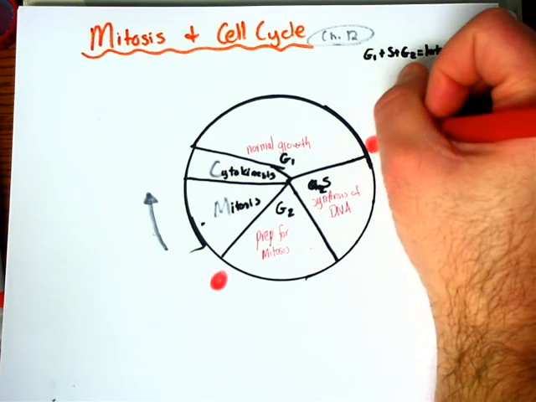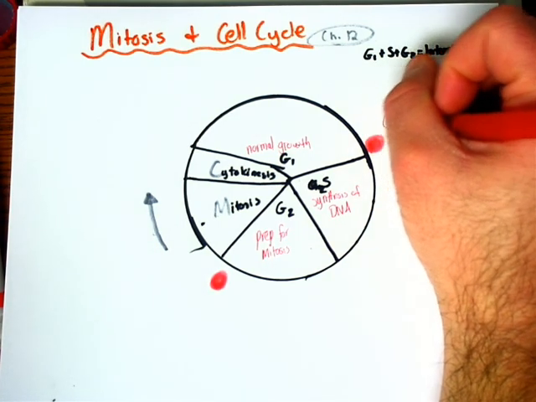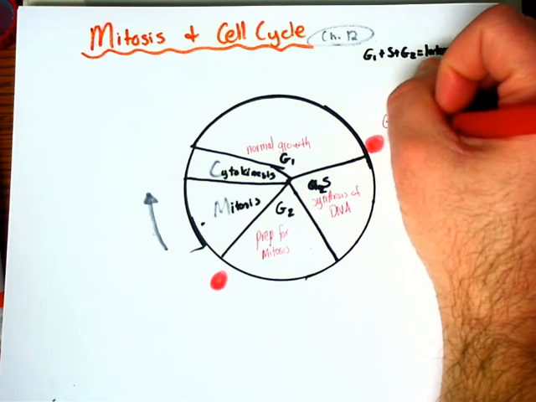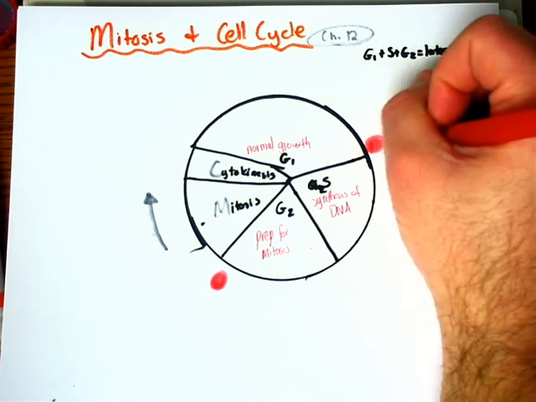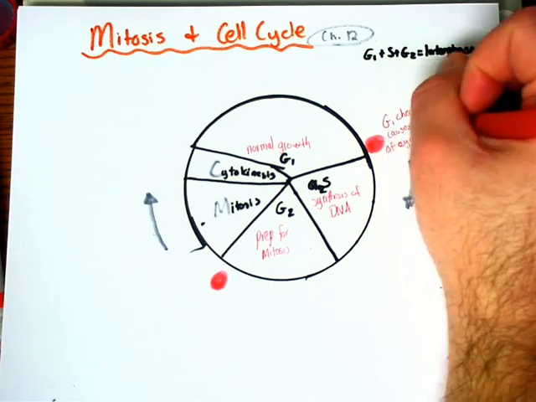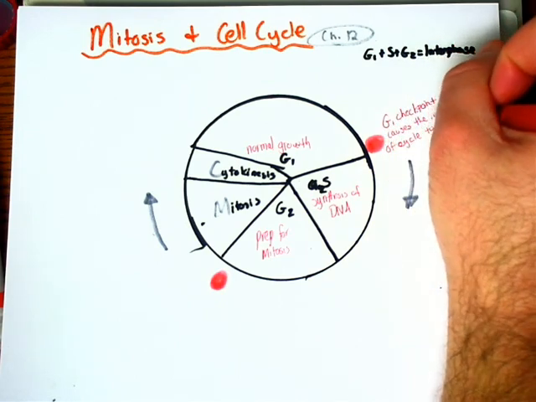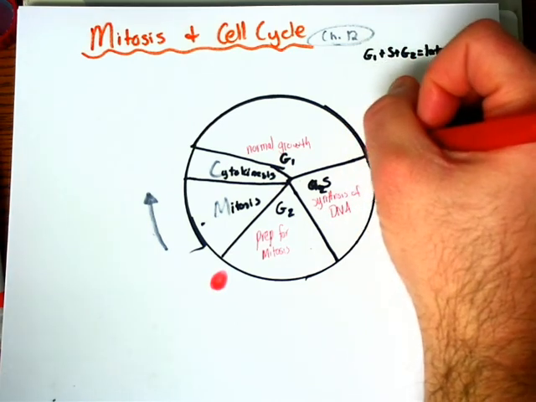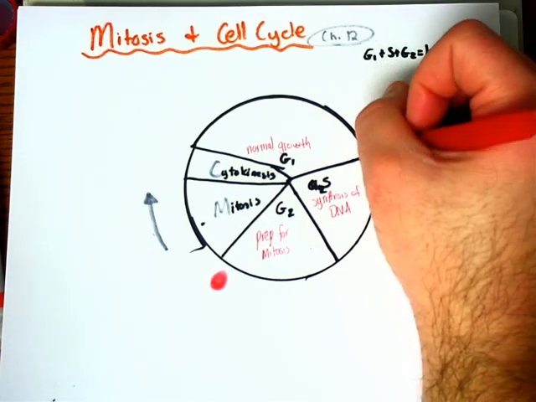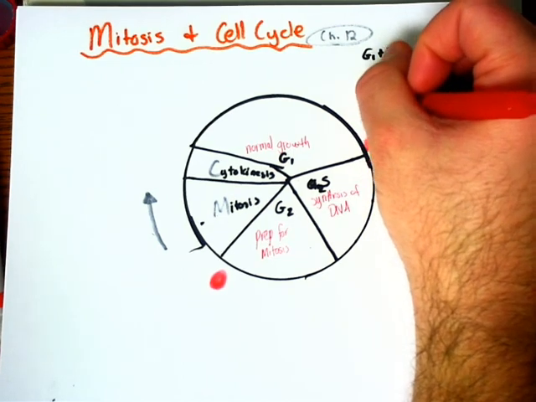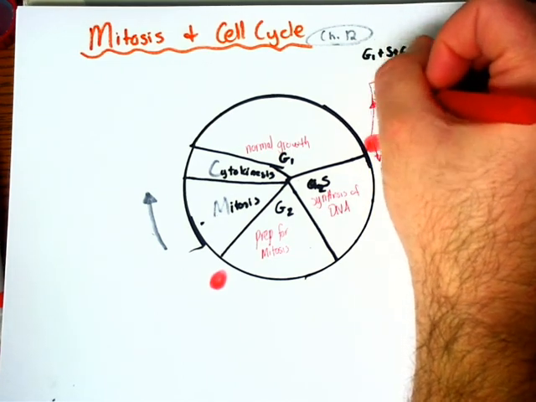So G1 checkpoint essentially causes the rest of the cycle to complete. Remember, if you don't pass G1, if you don't go through it, then you basically go into the G0 non-dividing stage.